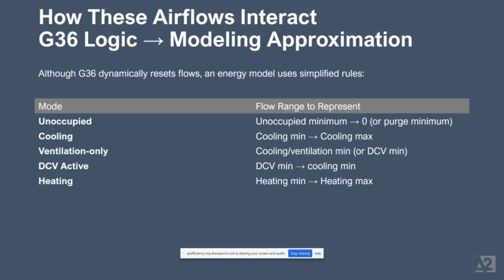use appropriately, right? If we have all these resets and these modes, unoccupied mode, cooling mode, ventilation only, demand control ventilation only, heating, what's happening? Is the software actually representing the right amount of fan energy and turn down, or is it over predicting energy use or under predicting energy use?